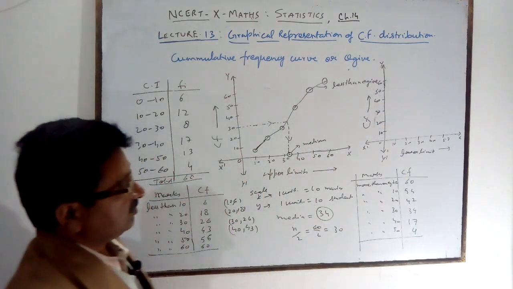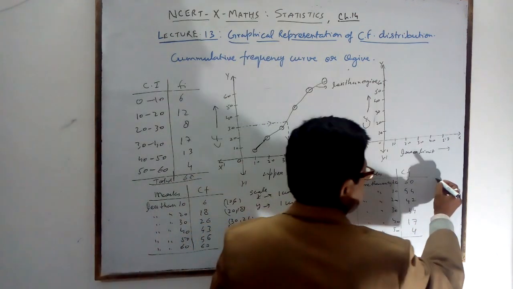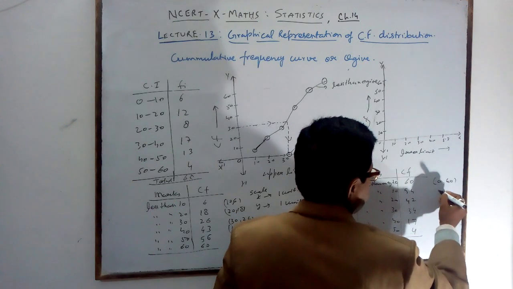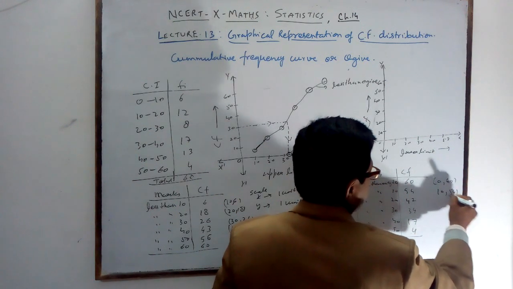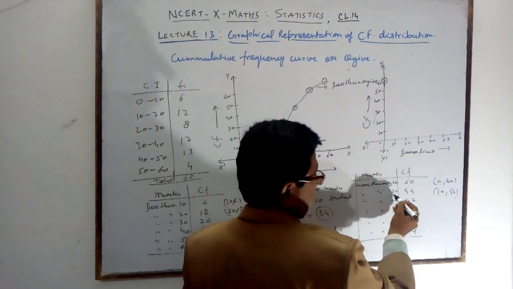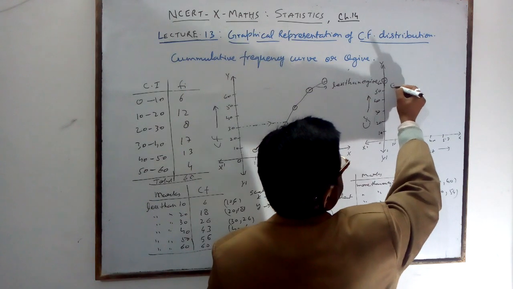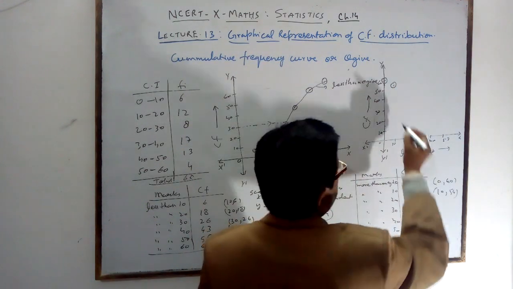It is your CF. What is the first coordinate? Like 10, 6, here 0, 60. 0, comma 60, 10, comma 54. 0, comma 60 means this is the first one. Then 10, comma 54 will be here. And then 20, comma 42.